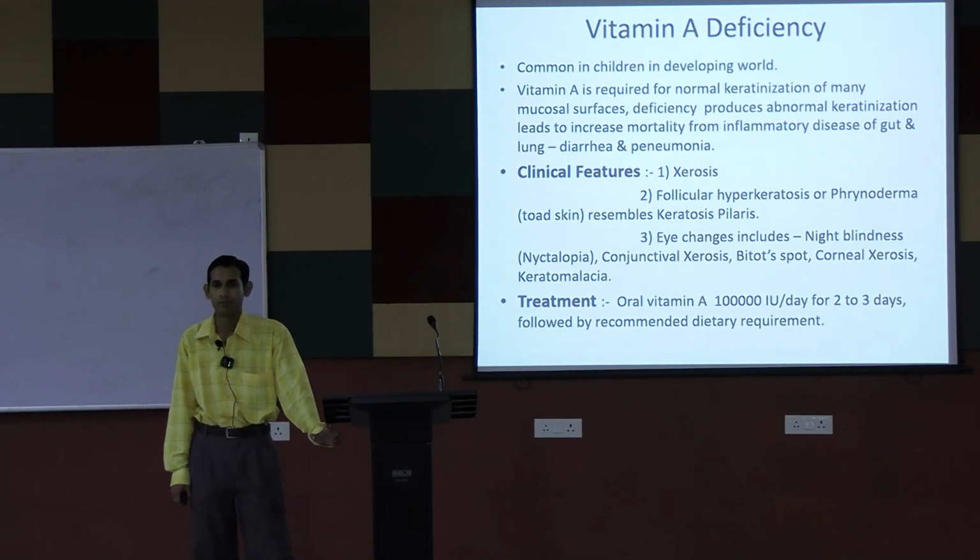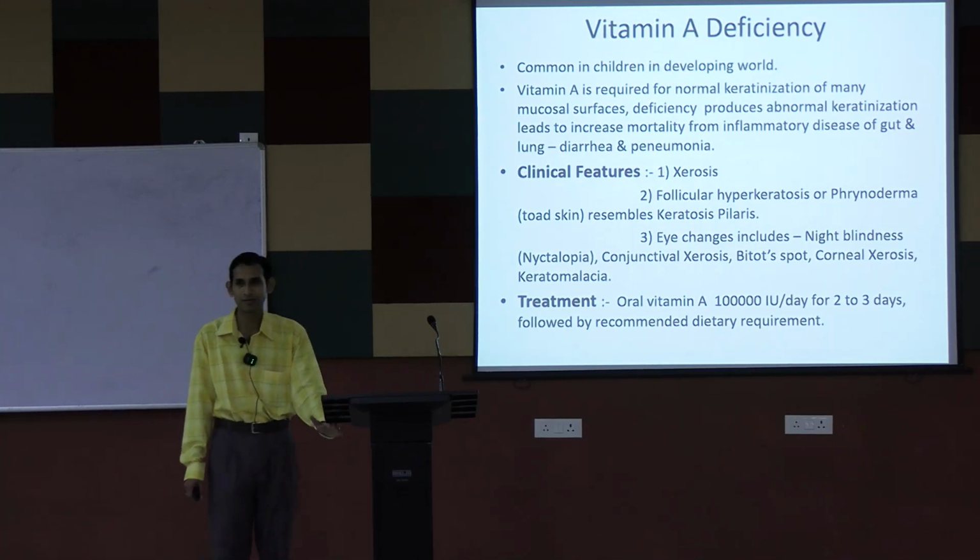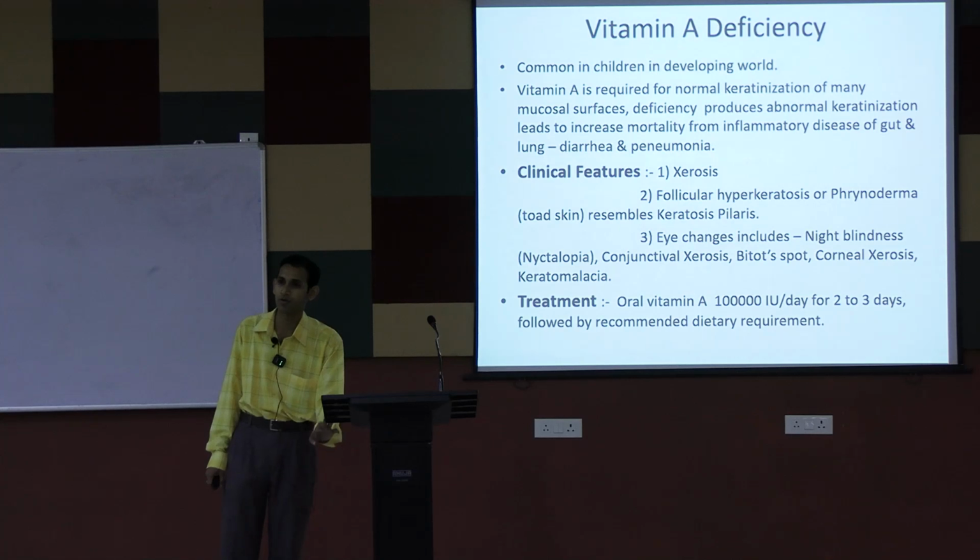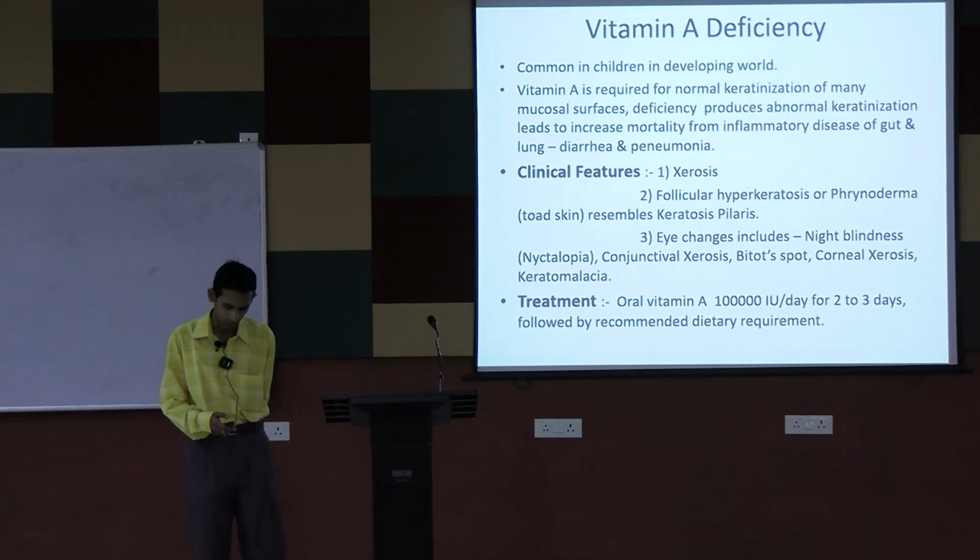Usually you know that from 9 months to 5 years, 9 megadoses of vitamin A are given under the immunization program, or the vitamin A oil is given 6 months apart. Usually 9 megadoses of vitamin A are given. That's why these deficiencies are comparatively uncommon these days. So treatment. What is the treatment?